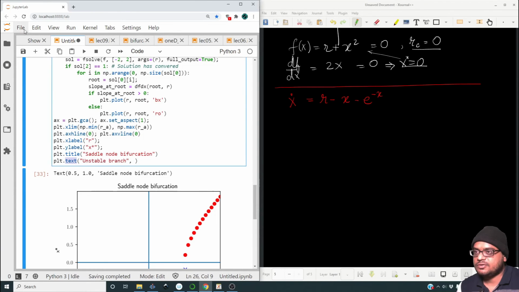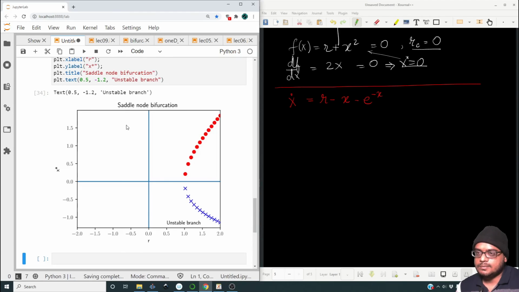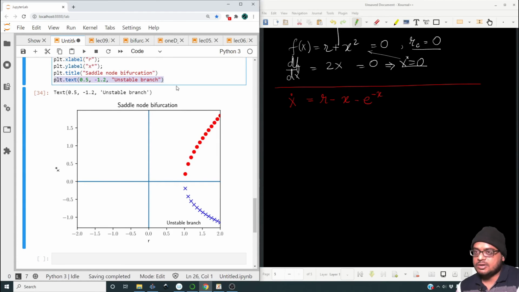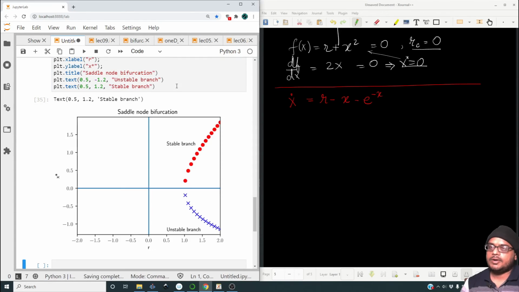Let us have a look at the function. So xy string. Okay, so I need to pass the xy over here. So let us put the string at 0.5 and minus 1.2. Okay, so it's the unstable branch, and let me put another string on top which will say it's a stable branch. All right, so the stable branch and unstable branch are these, and there is a critical point somewhere over here.